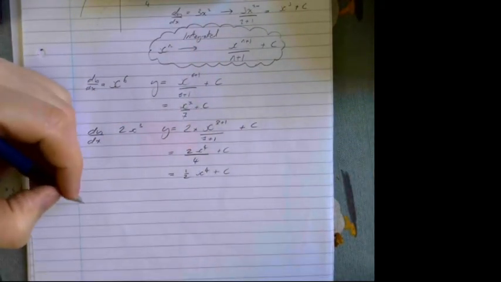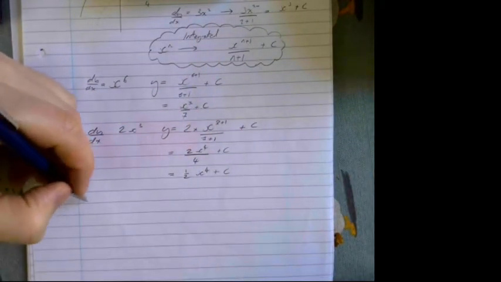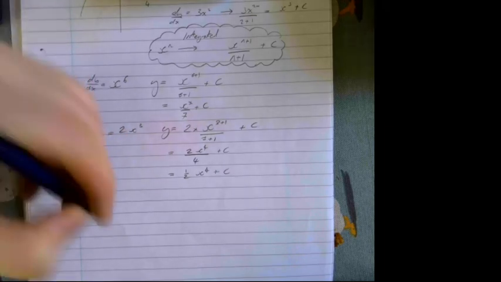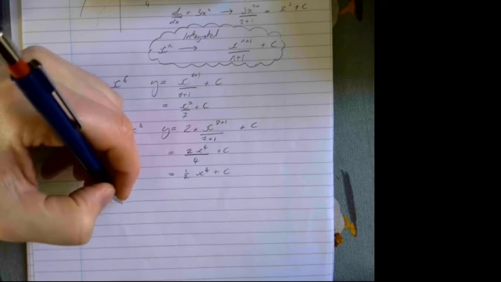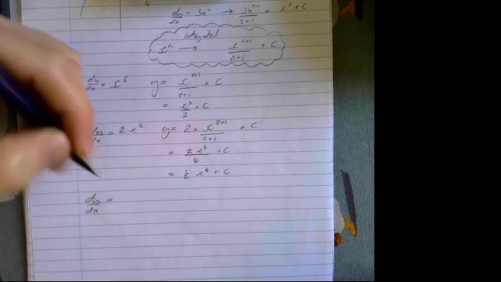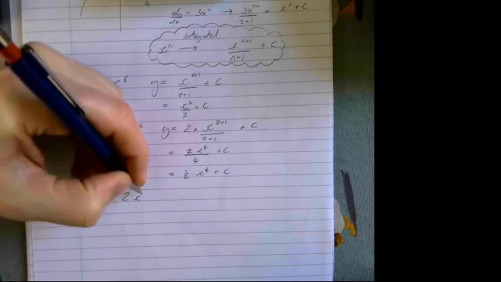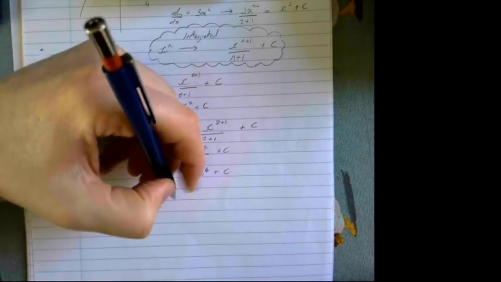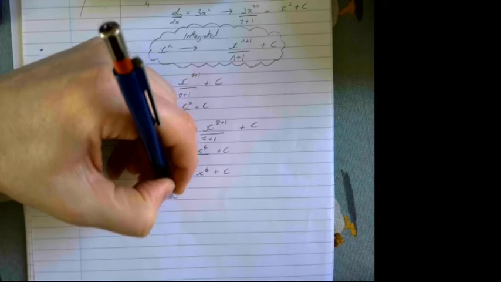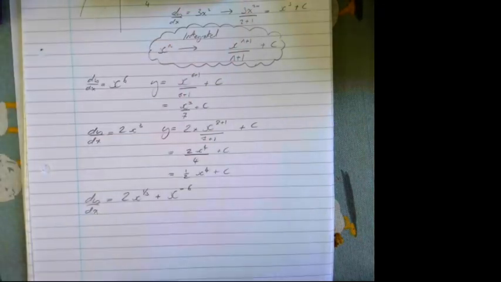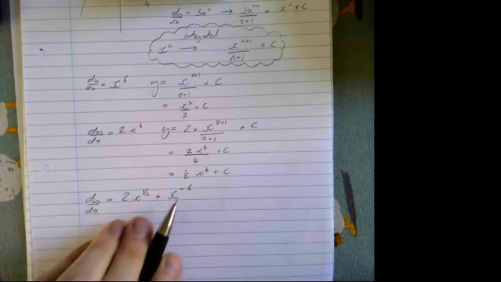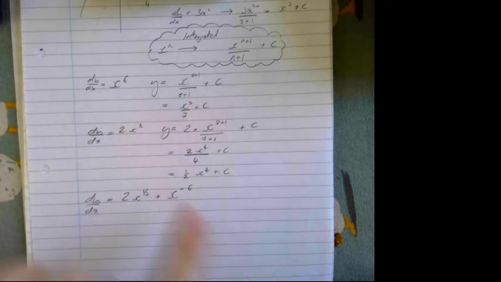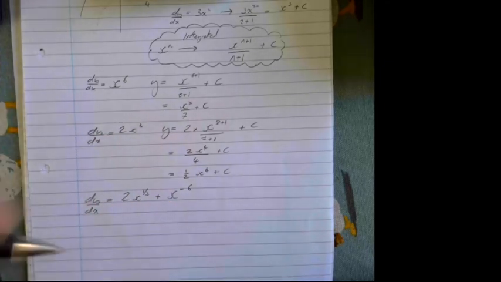So we have a look at a final example. What about making this more difficult and saying our gradient function is equal to some string of powers of x. So maybe we're going to have 2x to the power of a third plus x to the power of minus 6. Well, we can just integrate these both separately, just like we can differentiate different terms in an expression separately.